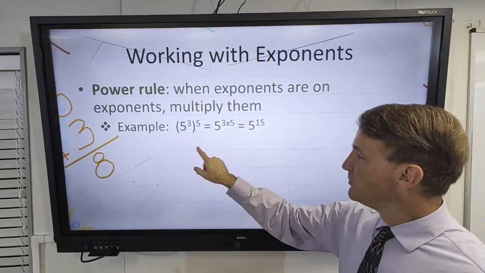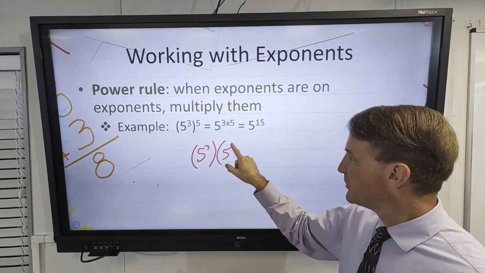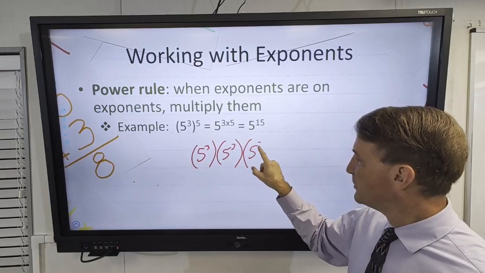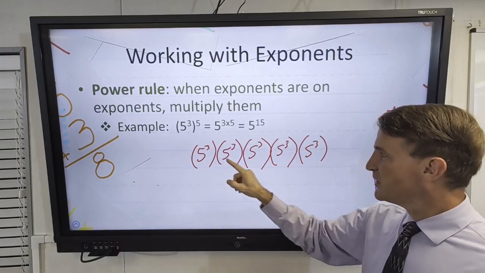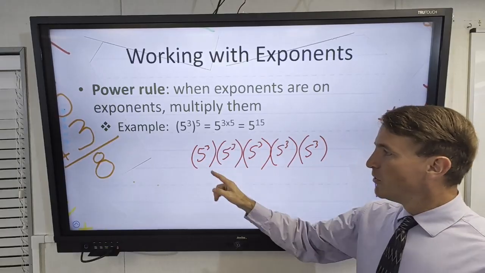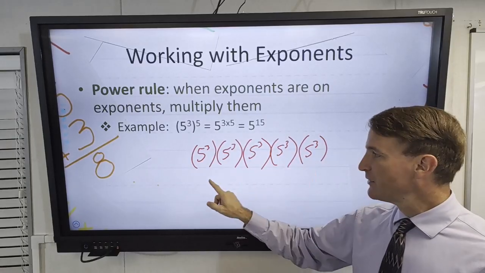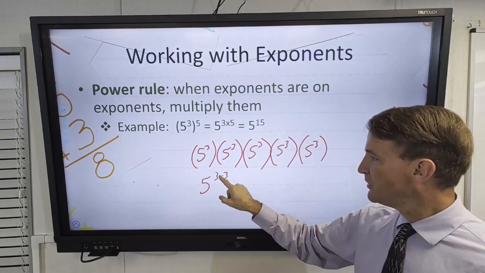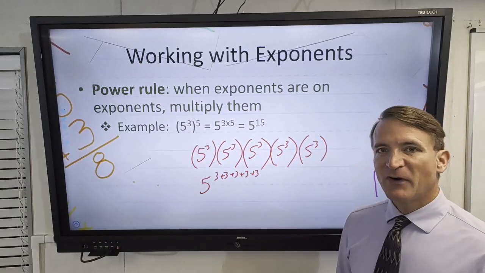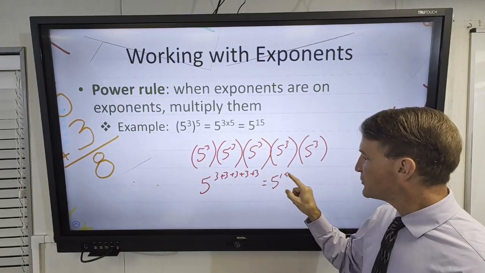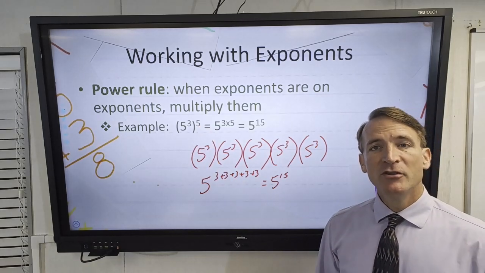If I had 5 cubed and I were to take it to the 5th power, then that means I'm multiplying by another 5 cubed, and then another 5 cubed, and then another 5 cubed, and then a final 5 cubed, because I've got to take it to the 5th power in this case. Well, now I can use my product rule and I can add all those exponents together. So that would give me 5 to the 3 plus 3 plus 3 plus 3 plus 3 power, or 5 to the 15th. So it's much faster just to go ahead and multiply. So exponents on exponents, you are going to multiply.